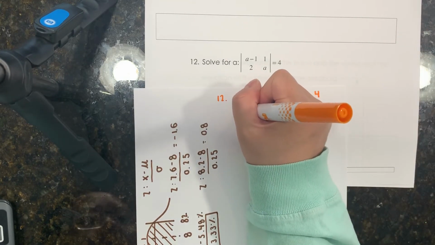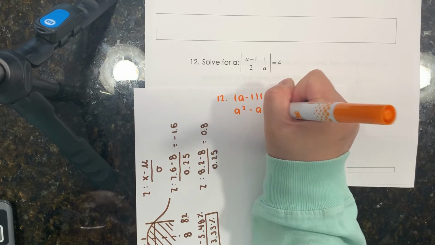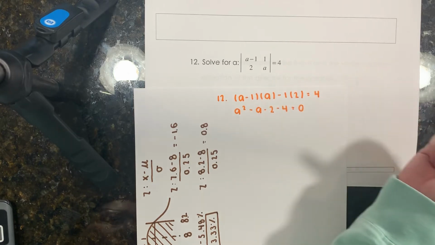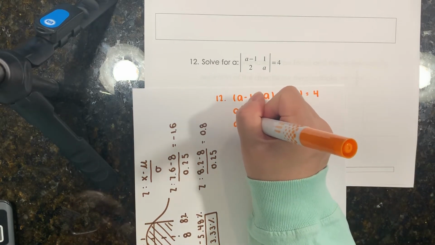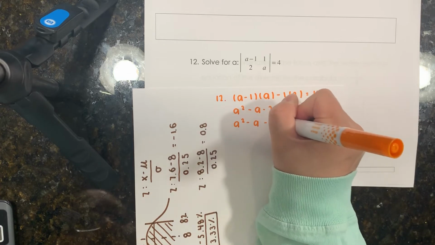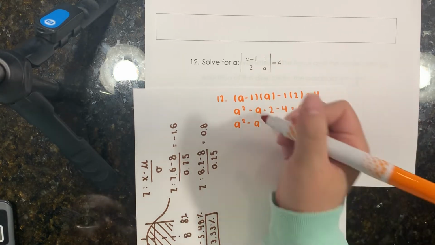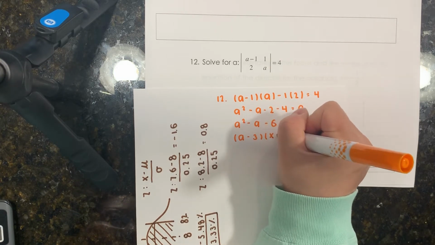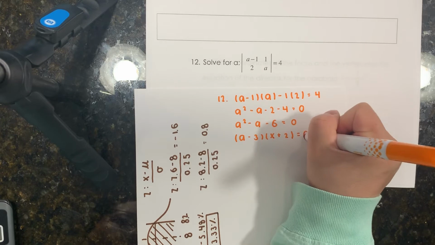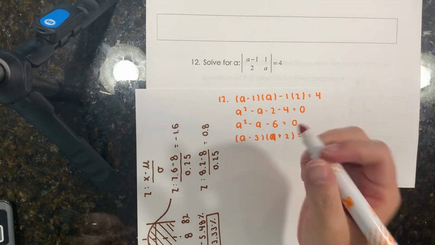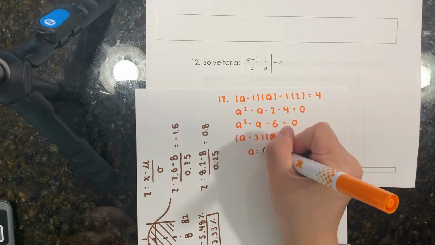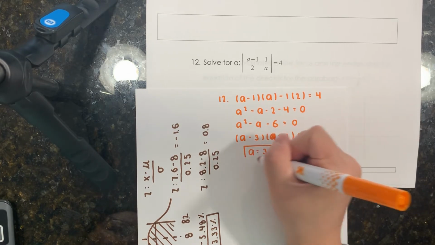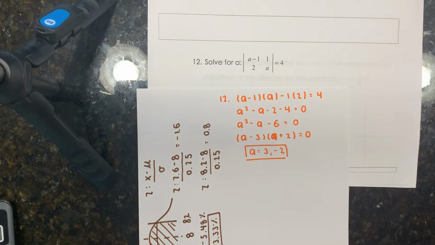If I multiply this out, I get a squared minus a minus 2 minus 4 equals 0. So I have a squared minus a minus 6 equals 0. And that actually factors out evenly, because a minus 3 times a plus 2 equals 0. So that means I have two answers: a is equal to 3 and a is equal to negative 2. And that concludes number 12.